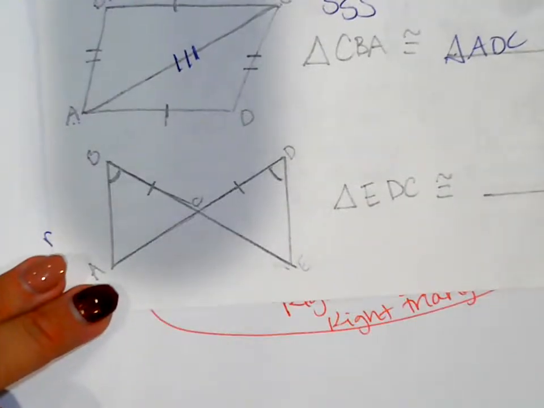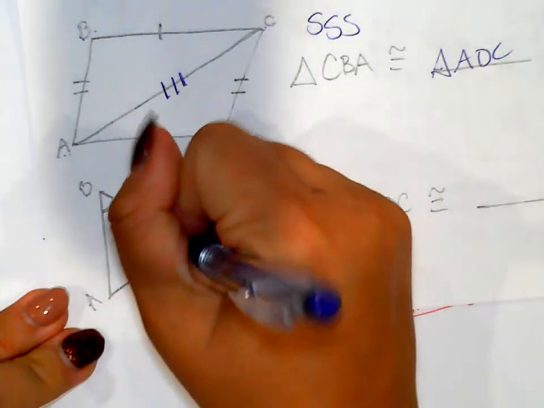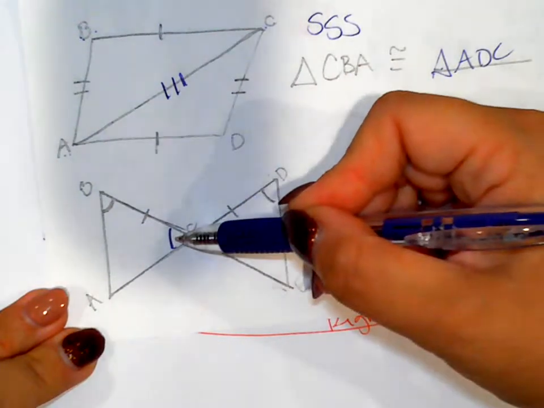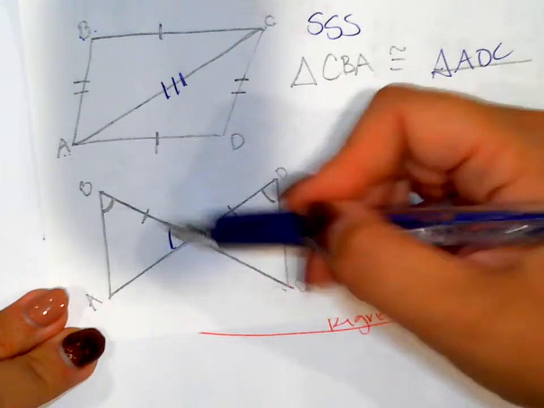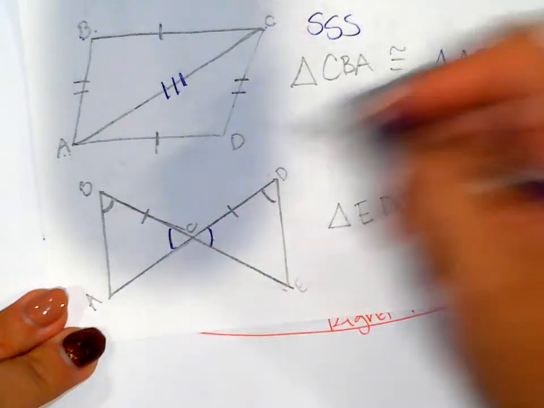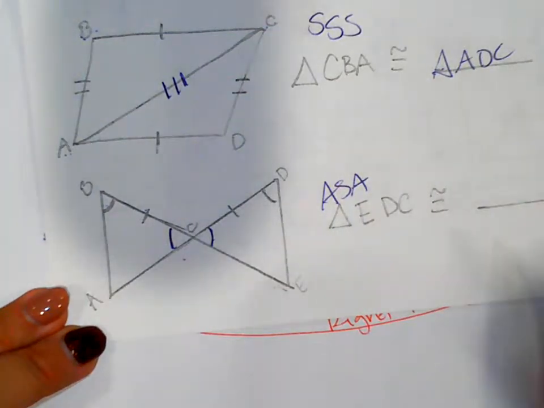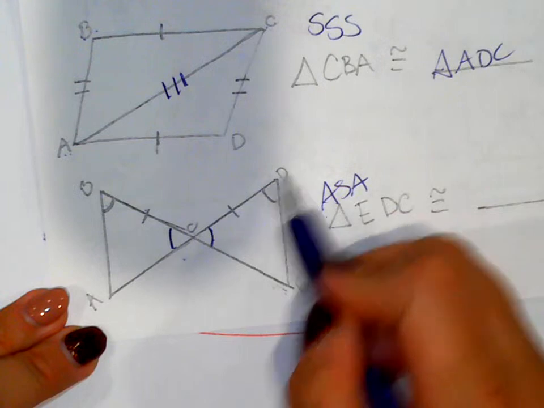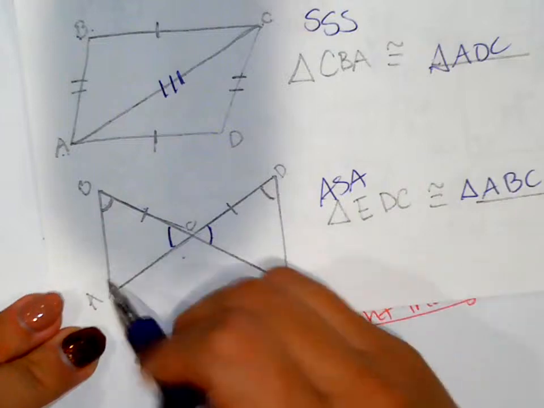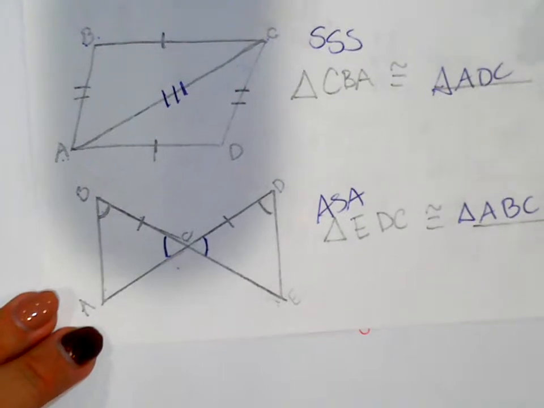This guy right here, again, bow tie shape. It's got to signal vertical angles. This is angle, side, angle. The side has to be in the middle of the two angles. It can't be this guy out here or this guy out here. It has to be right here. So angle, side, angle. And I've got EDC. EDC is going to be congruent to triangle ABC. That is it on that review sheet.